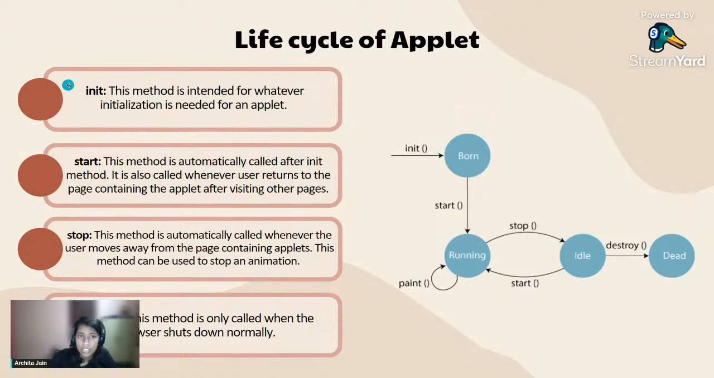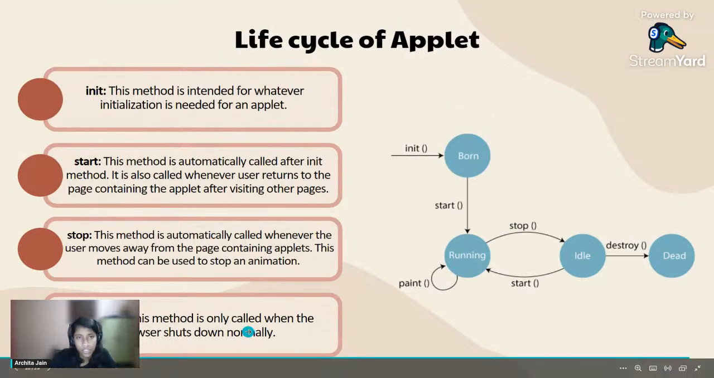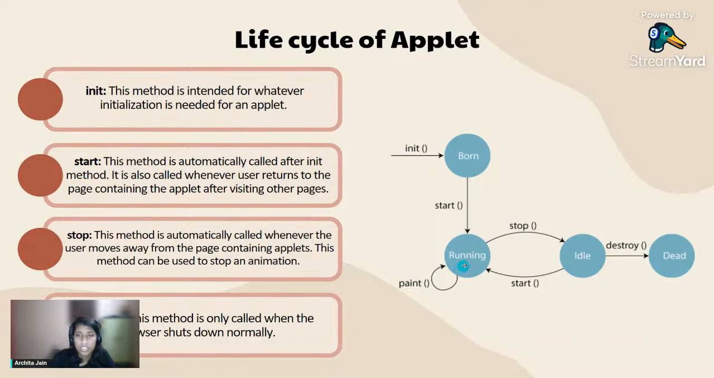First is the init. Start, stop, destroy. These are the four steps. Like init, start, stop and destroy, right? So init, this method is intended for whatever initialization is needed for an applet. फर्स्टली हम क्या करते हैं, एप्लेट का हमने पूरा कोड लिखा, उसको इनिशलाइज कर दिया. मतलब एप्लेट आपकी जो क्लास है, मैंने आपको बताया जावा डॉट एप्लेट क्लास होती है, उसके अंदर हम अपने एप्लेट का प्रोग्राम लिखते हैं. राइट, एप्लेट का हमने प्रोग्राम लिखा है, इनिशियलाइज कर दिया.